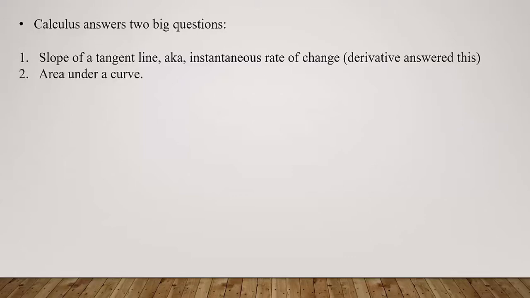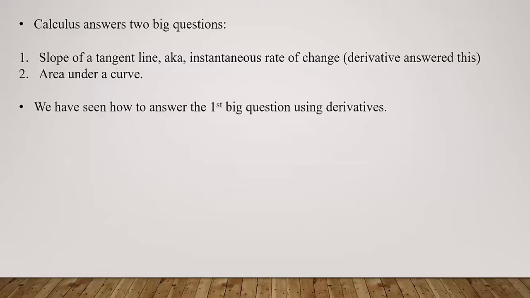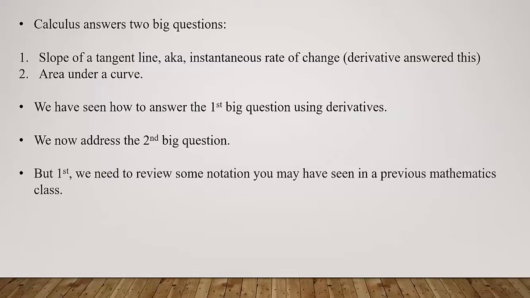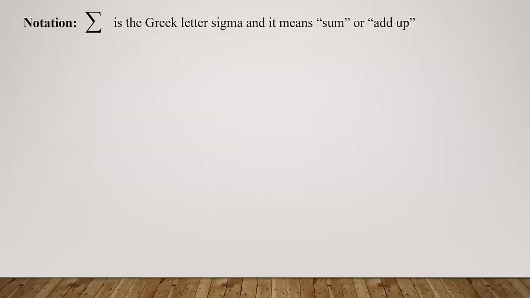Big question number two was area under a curve. So again, we've seen how to answer the first big question using derivatives. We now address the second big question, area under a curve. But before we do that, we need to review some notation that you may have seen in a previous mathematics class. It's the sigma notation. That's the Greek letter sigma, and its meaning in mathematics is to sum or add up.